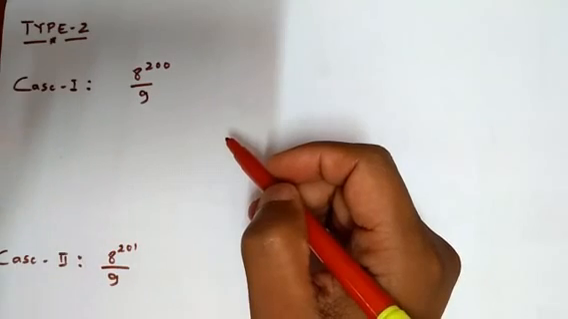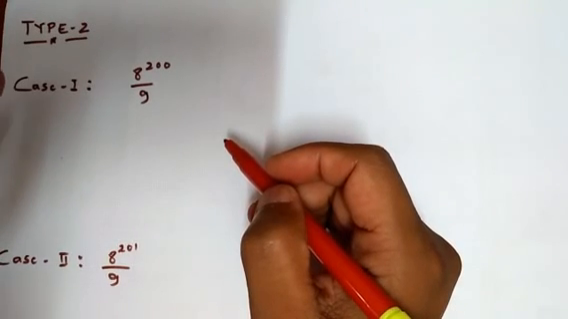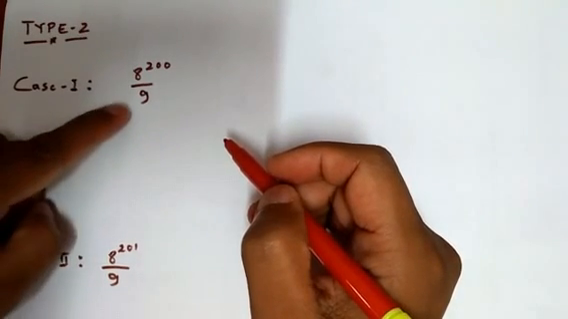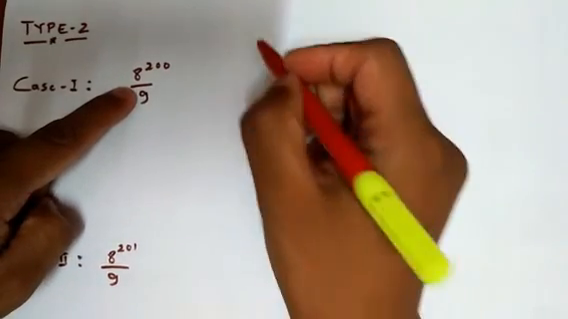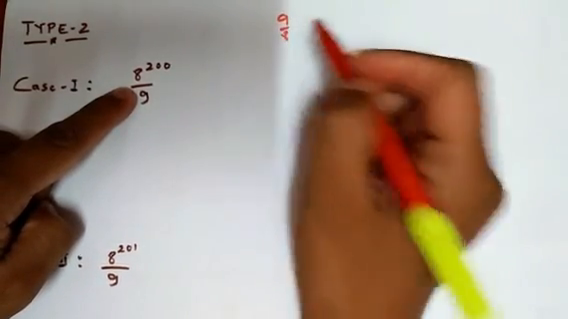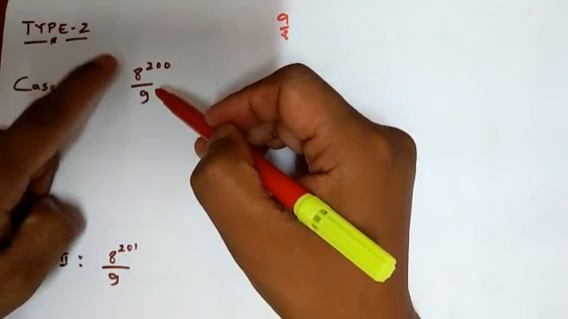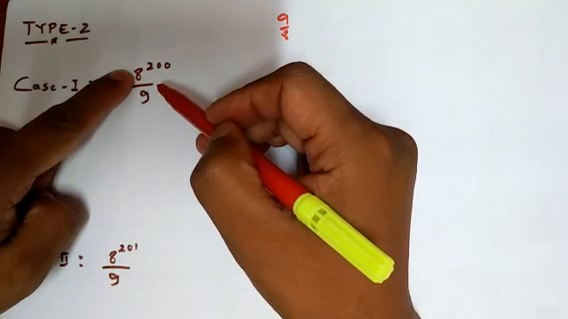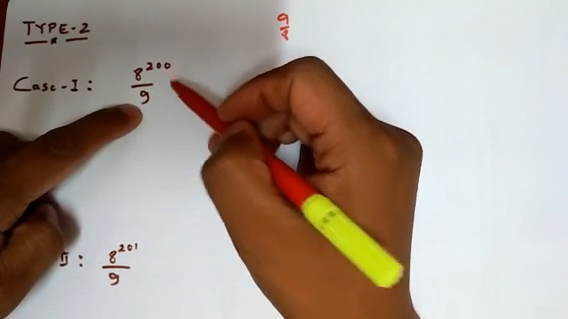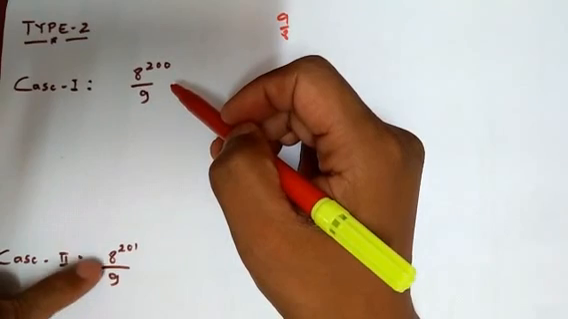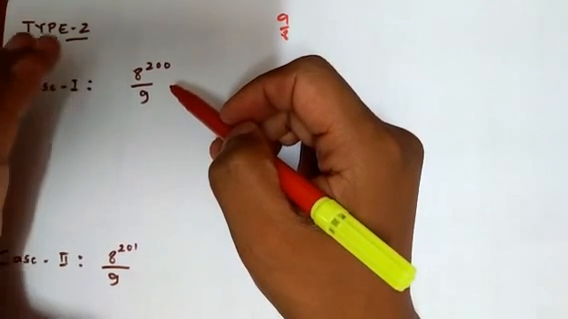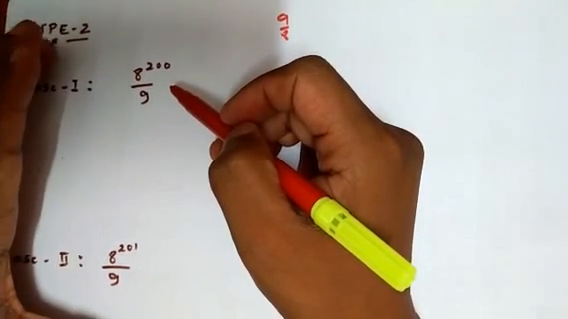This one is a type 2 of the same question, where you have to find the remainder. But see what changes. Before, it was 9 by 8, but in this case it is 8 by 9. So the numerator has become lesser than the denominator, but there is still a power, 200 and 201. You have to remember this very sharply, because this type of question comes often.